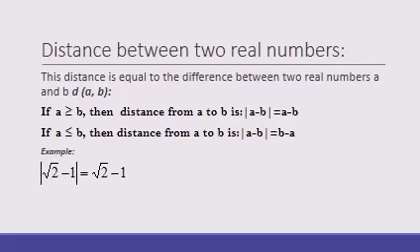Example, radical 2 minus 1. You know that radical 2 is greater than 1, then absolute of radical 2 minus 1 is radical 2 minus 1. Whereas absolute of 1 minus radical 2, we just switch them, so it's radical 2 minus 1.